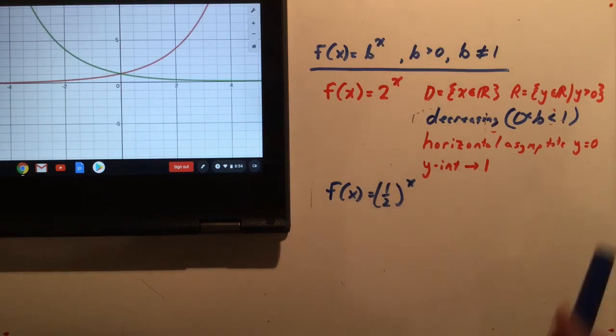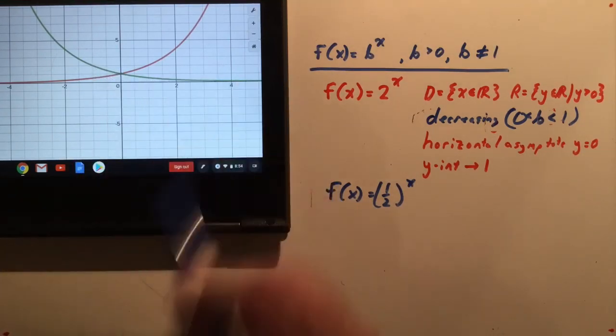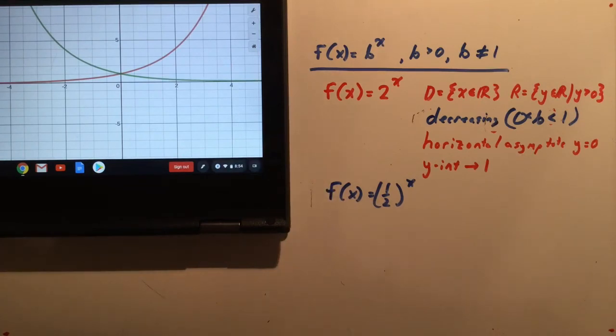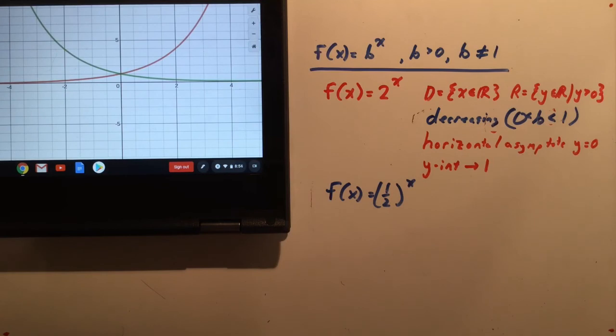But you'll notice the horizontal asymptote is still y equals 0 because as x approaches infinity, this function is going to approach that x-axis again, or the line y equals 0. Y-intercept is still 1 because 1/2 to the 0 is 1, and domain and range are still exactly the same.